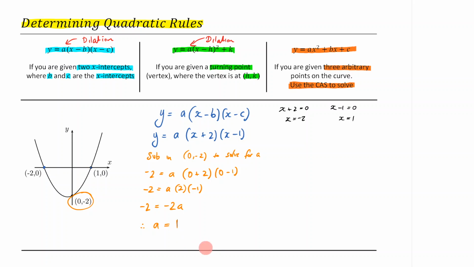So that means my dilation factor is 1. I can now write down what my final answer is going to be. It's going to be y is equal to, in my a spot, I'm going to put a 1. Remember, when your coefficient is 1, you don't have to write anything. It's just x plus 2, x minus 1. That's what my answer is going to be for the first one. y is equal to (x plus 2)(x minus 1). And there we go. And there is my answer.